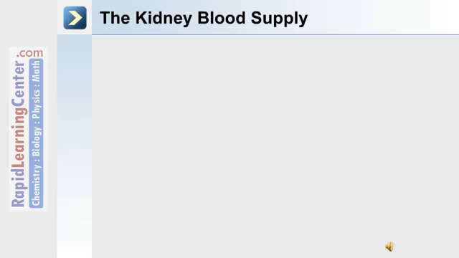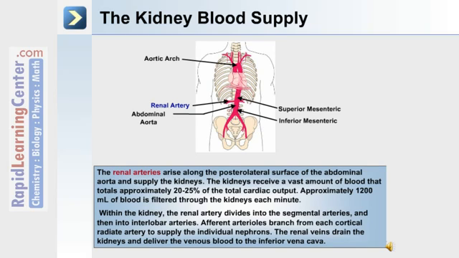In order to perform their function, the kidneys need a steady blood supply. The renal arteries deliver blood to the kidneys, and these arteries rise along the posterior lateral surface of the abdominal aorta. The kidneys receive a vast amount of blood that totals approximately between 20 and 25% of the total cardiac output. Approximately 1,200 mL of blood is filtered through the kidneys each minute.